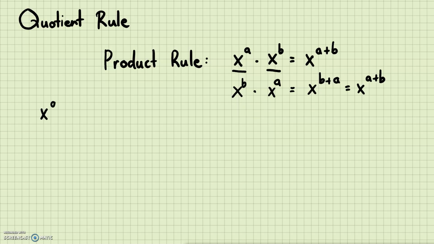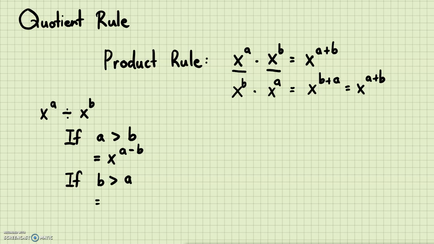Say we're dividing x to the power of a divided by x to the power of b. If a is bigger than b, we can just go ahead and subtract b from a. So that is going to equal x to the power of a minus b. However, if b is bigger than a, we are going to get 1 over x to the power of b minus a.